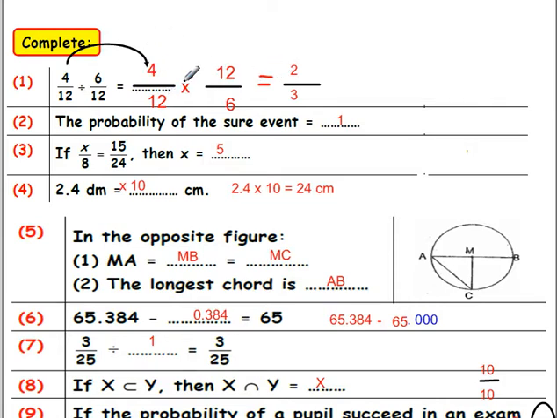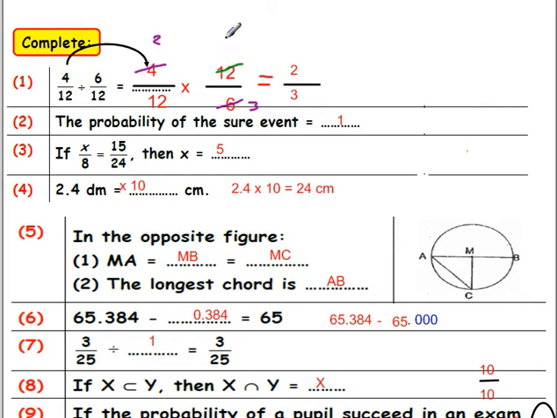4 over 12 times 12 over 6. Make simplify before multiply. Okay. 4 with 6, 12 with 12, or 4 with 12, or with 6, as you like. I will make 4 divide 2 equals 2. 6 divide 2 equals 3. And I will take 12 with 12.